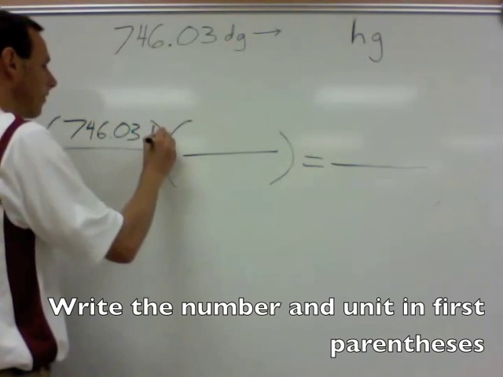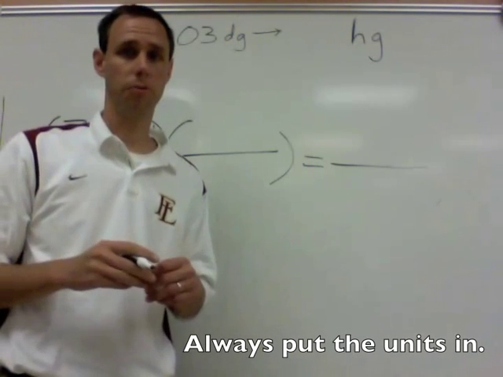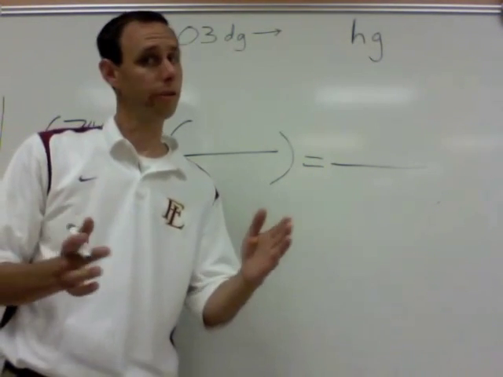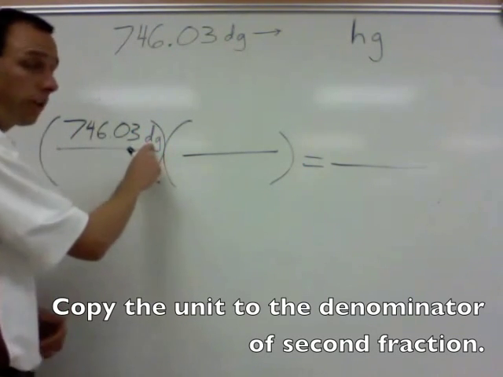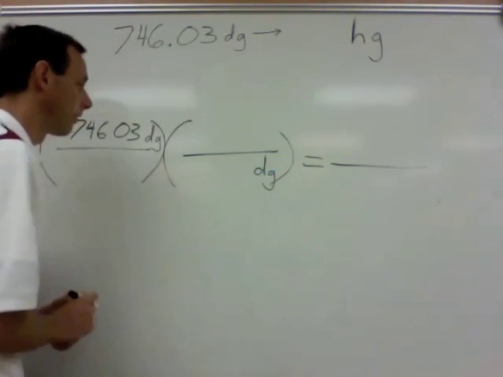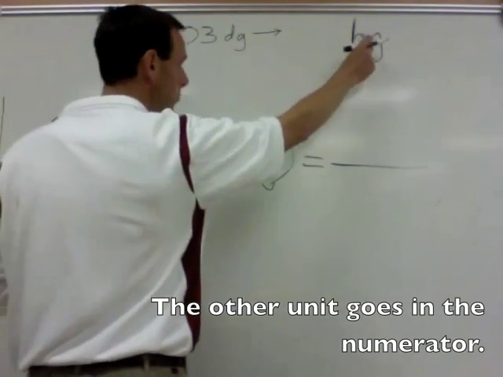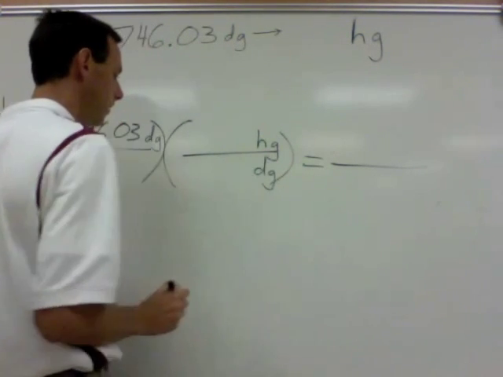746.03 decigrams. Put the unit because that unit's going to be helpful later on, because ultimately we're trying to turn one unit into another. Whatever unit goes here, decigrams, you put down here, decigrams. And then whatever unit you want it to become slides right here on top, hectograms.